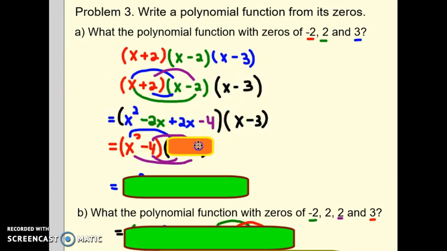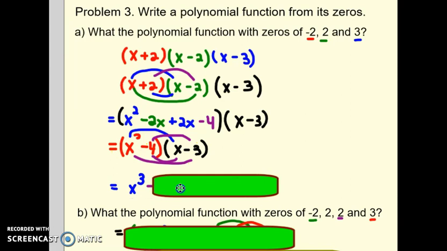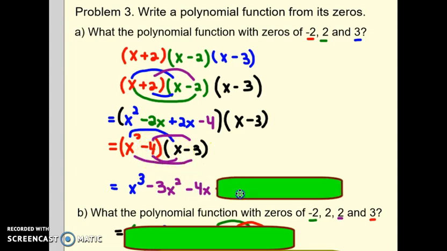So I am going to multiply, do the same thing, and do FOIL. I'm going to go x squared times x is x cubed. I'm going to do my outer, x squared times negative 3, negative 3x squared. My inner, negative 4 times x, negative 4x. I'll do my last term, I got 12.